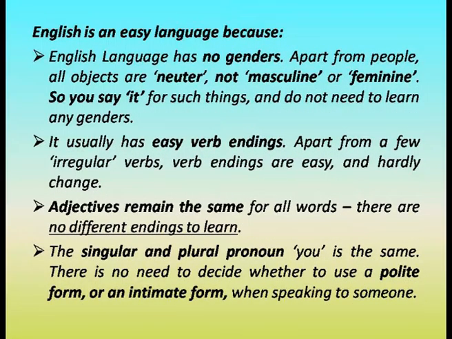English is an easy language because English has no genders. Apart from people, all objects are neuter, not masculine or feminine. So you say it for such things and do not need to learn any genders. It usually has easy verb endings. Apart from a few irregular verbs, verb endings are easy and hardly change.